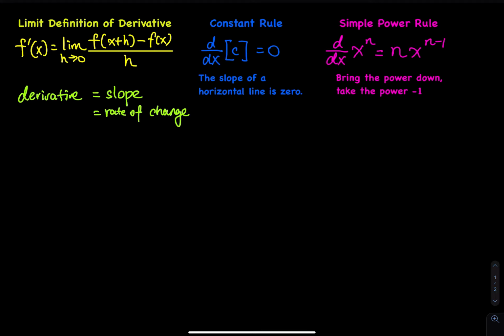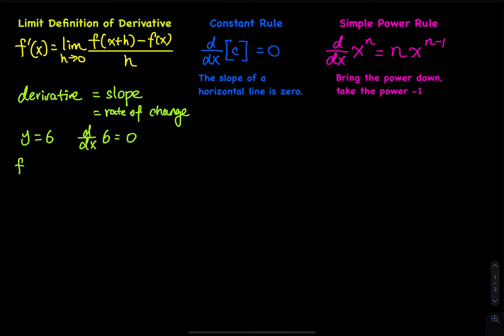So let's say you have a horizontal line, y equals 6. What is the derivative? The derivative, d/dx of 6, is equal to 0. y equals 6 is a horizontal line. The slope of a horizontal line is equal to 0.